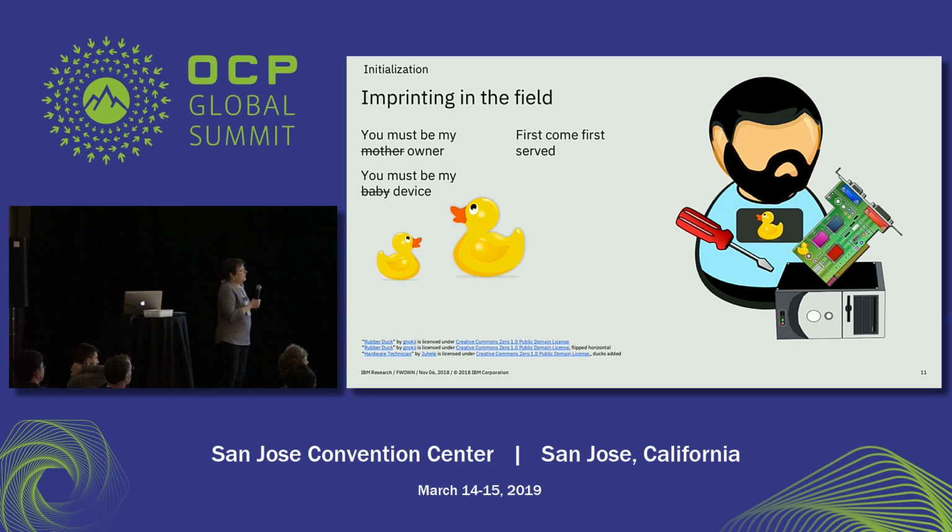So the imprinting style of initialization is where it's first come, first served. Whoever gets the device first gets to initialize it and become the owner. All right, so this hardware technician becomes the owner of the device, and it recognizes his organization as the owner.